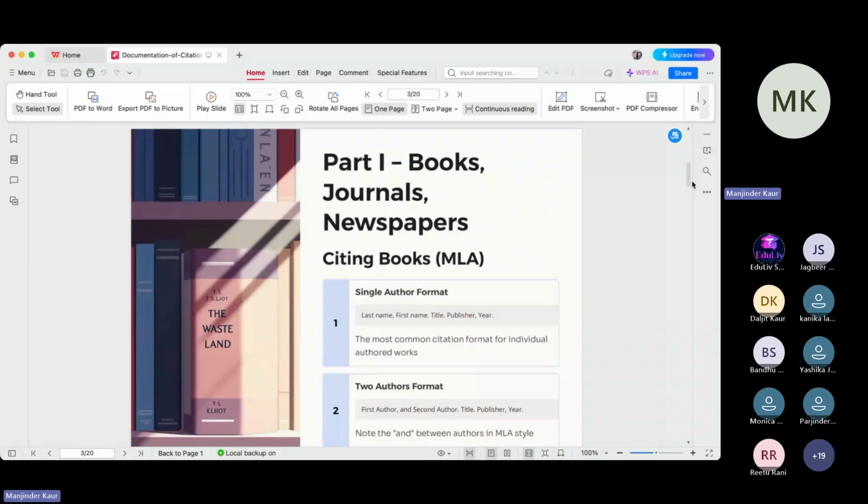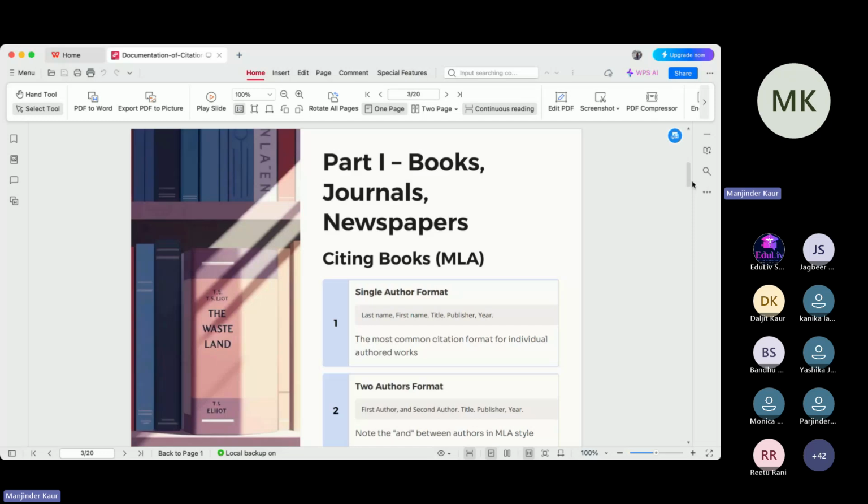Citing books as per MLA style of formatting. Single author format, what do we do? Last name, supposedly my last name here is Wratch. Last name, comma, first name, Manjinder Kaur, right? If there is a middle name also. So I'll write Wratch, comma, Manjinder Kaur. After that, period. That is your full stop.